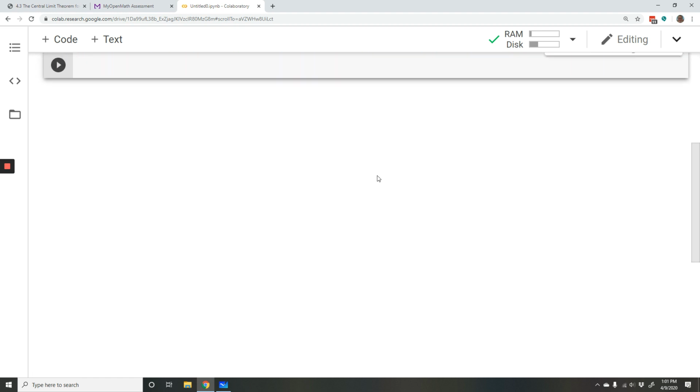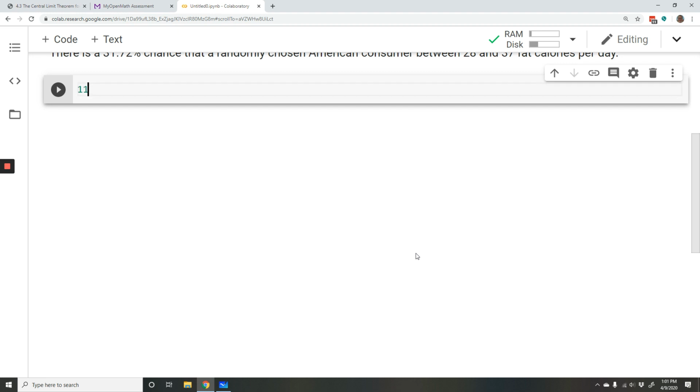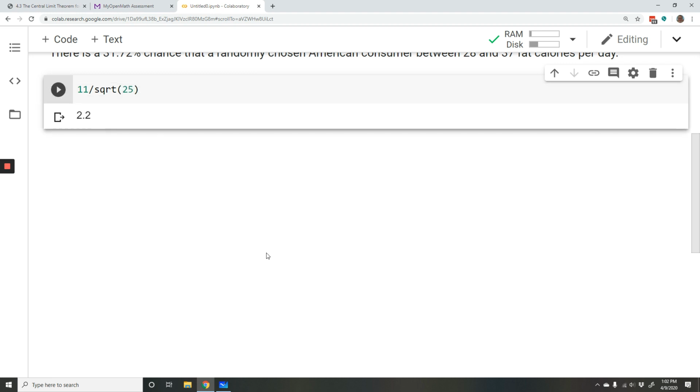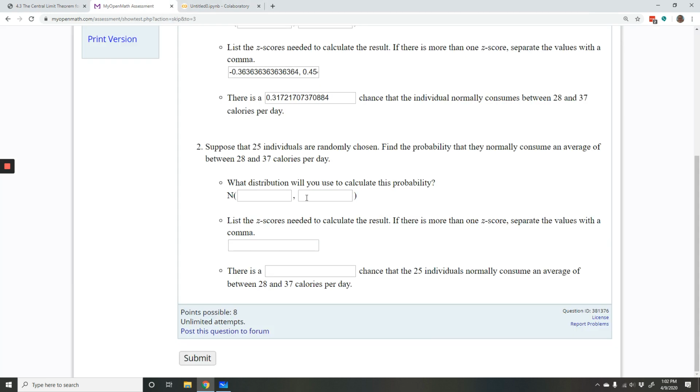There we go. So we're going to take 11, the population standard deviation, divided by the square root of 25, the sample size. And that gives us the standard deviation of all sample means where the samples are of size 25. In this case, we get 2.2. So that 2.2, that's what goes here. So we have 32 here, and then 2.2 here, because we're looking at the sample of 25 individuals and not just a single individual anymore.